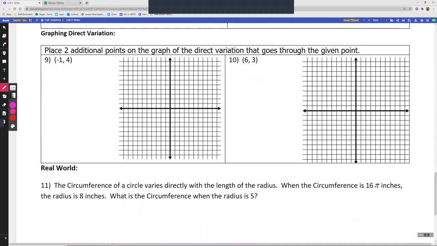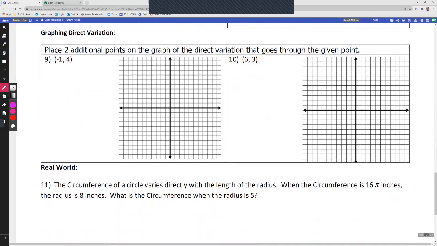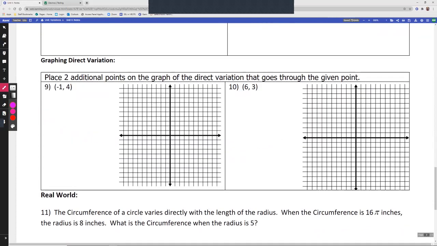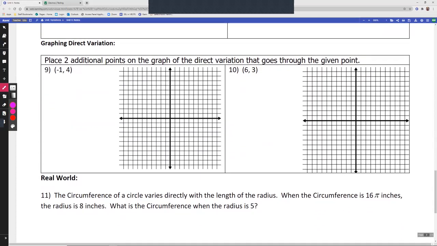And finally, I'm going to do number 9 and then number 11, and we will be done. Number 9 says, place 2 additional points on the graph of the direct variation that goes through the given point. You know what? Actually, I'm going to save number 9 and 10 for you all. I want you all to use your context clues of what it gives you. I will give you a little bit of a hint.